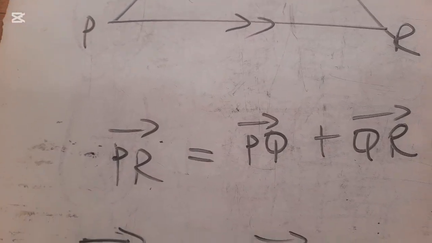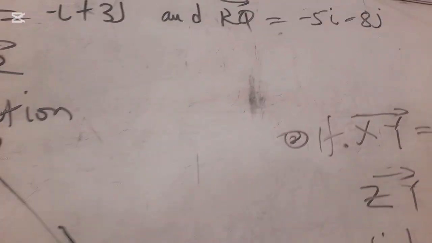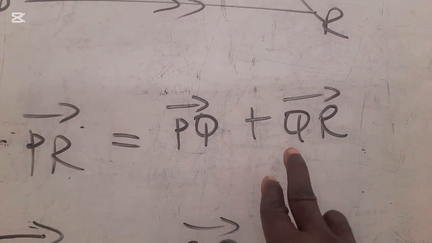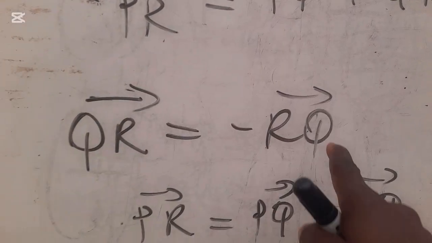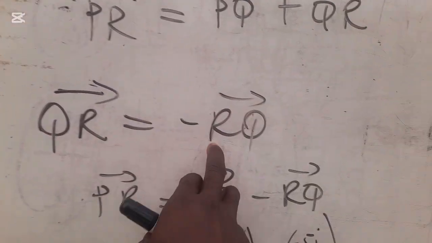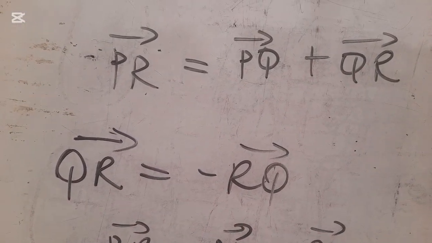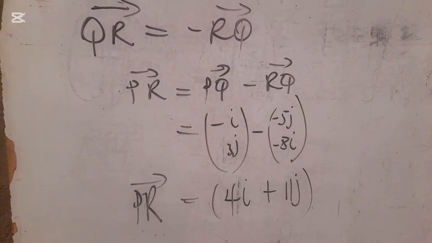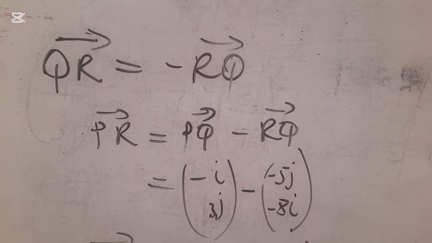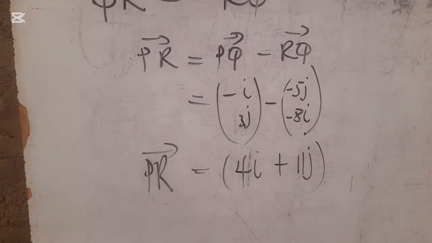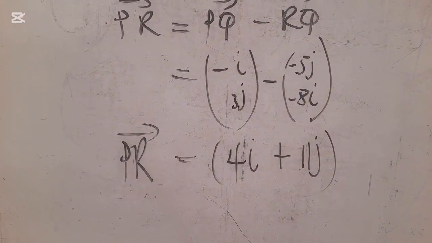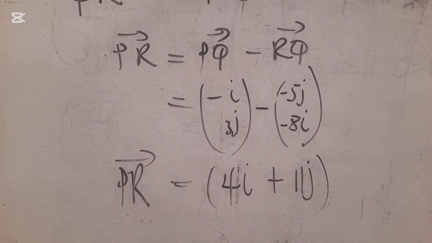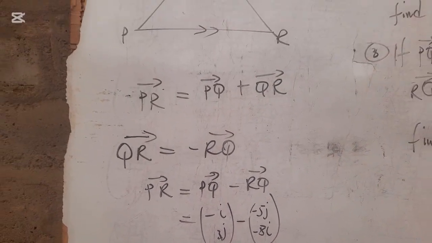But now, if you look at the problem, we were given RQ, but here we need QR. In this case, if you reverse the vector, the sign changes. So QR is equal to minus RQ. RQ is given, so we have to negate it to get QR. As we've done that, we can now substitute that into the formula. So as you substitute that, we get our vector PR to be 4i plus 11j. I hope now you understand this.